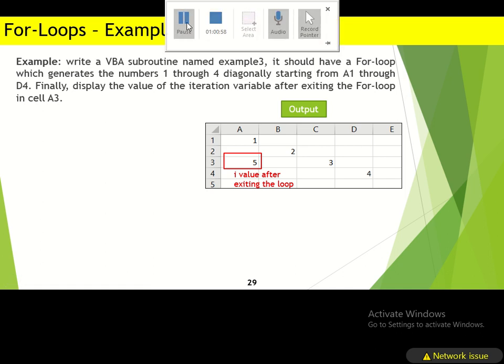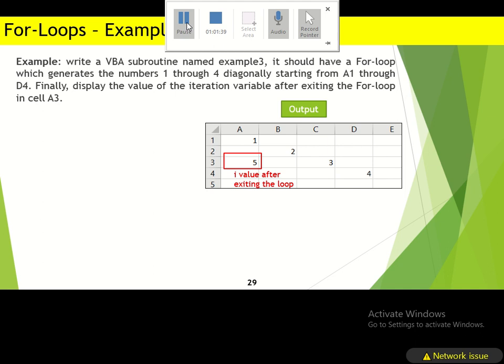The logic is that the loop will continue until I becomes more than the final value. If I is 4 or less, the loop will continue. So when the value of I became 5, then the loop ended. That's why you see the value of I as 5 here. Got it? Every time the program was adding 1 in I. First time it was 1, second time it was 2. 2 is less than 4, right? It will continue.